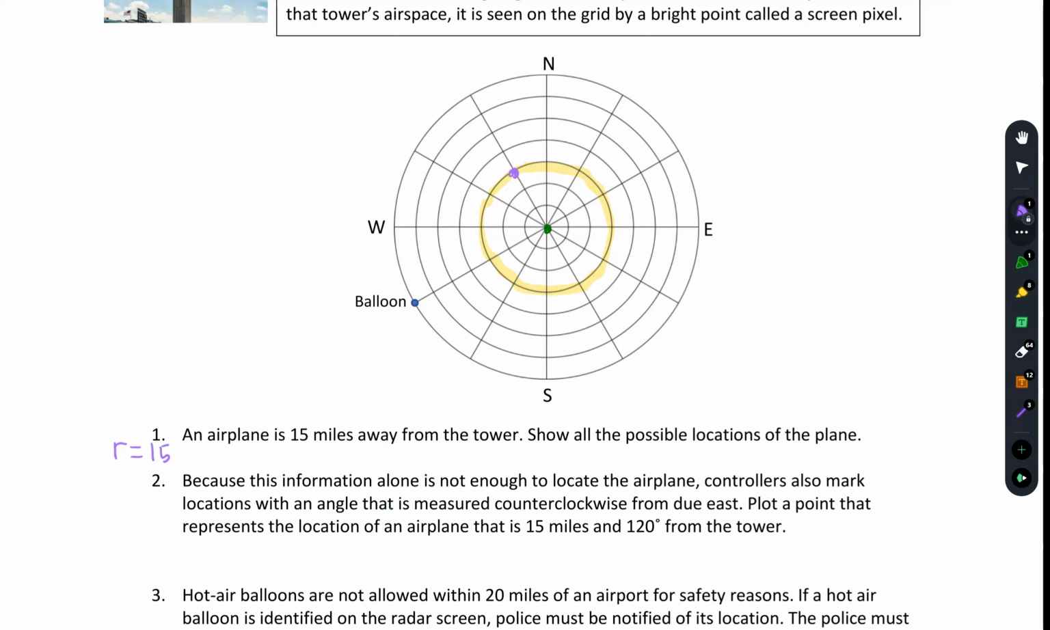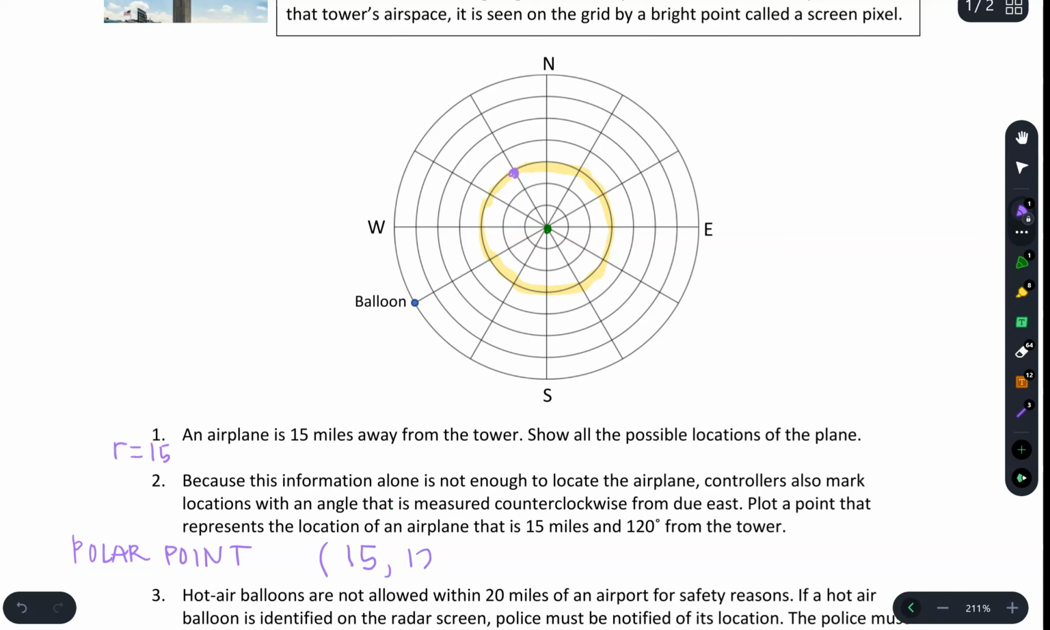Okay, so this is called a polar point. So a polar point is represented by a radius. So our R is going to be 15 and at 120 degrees. So it's going to be your R and your theta value that makes up a polar point.